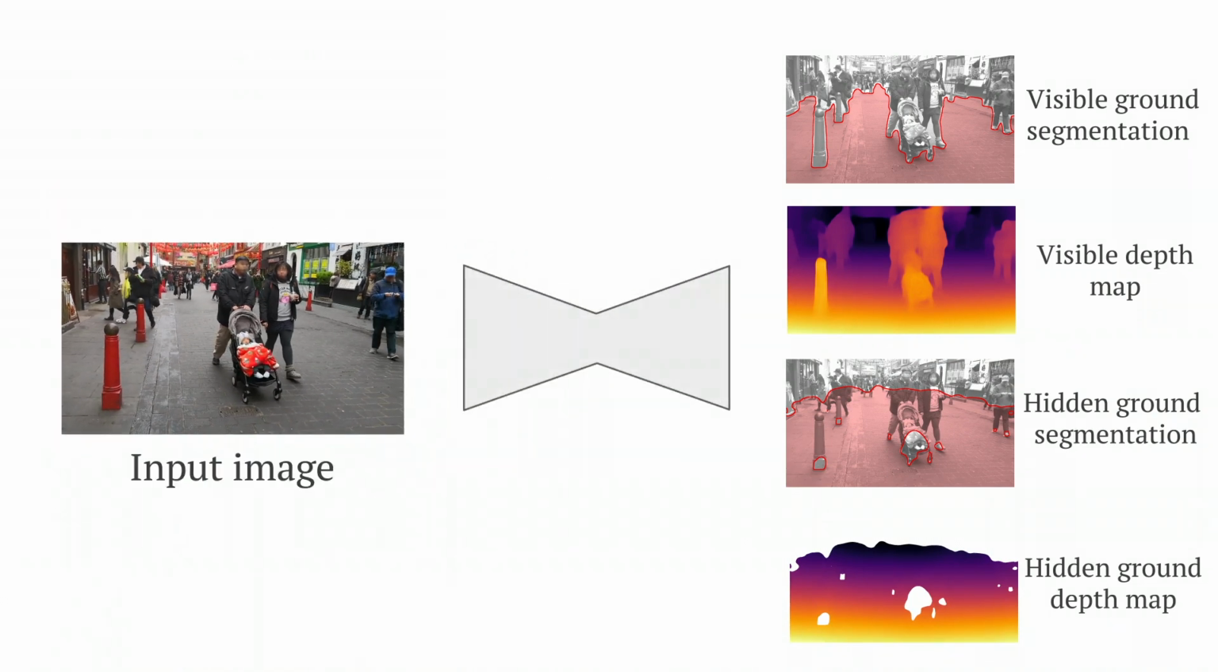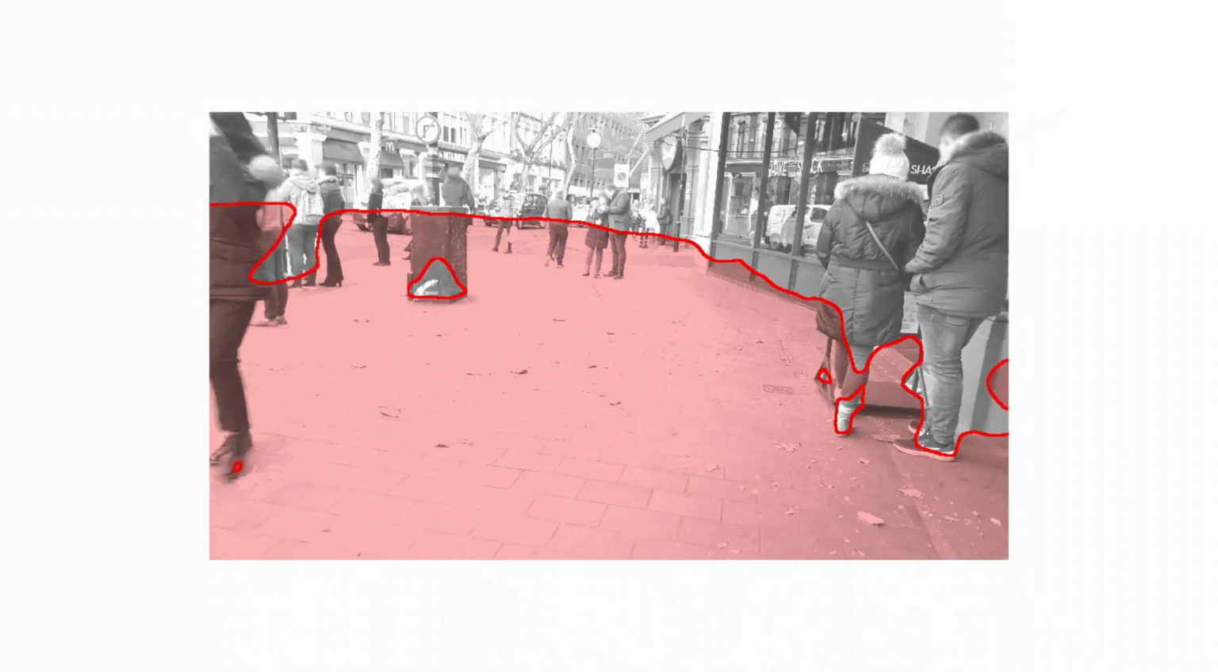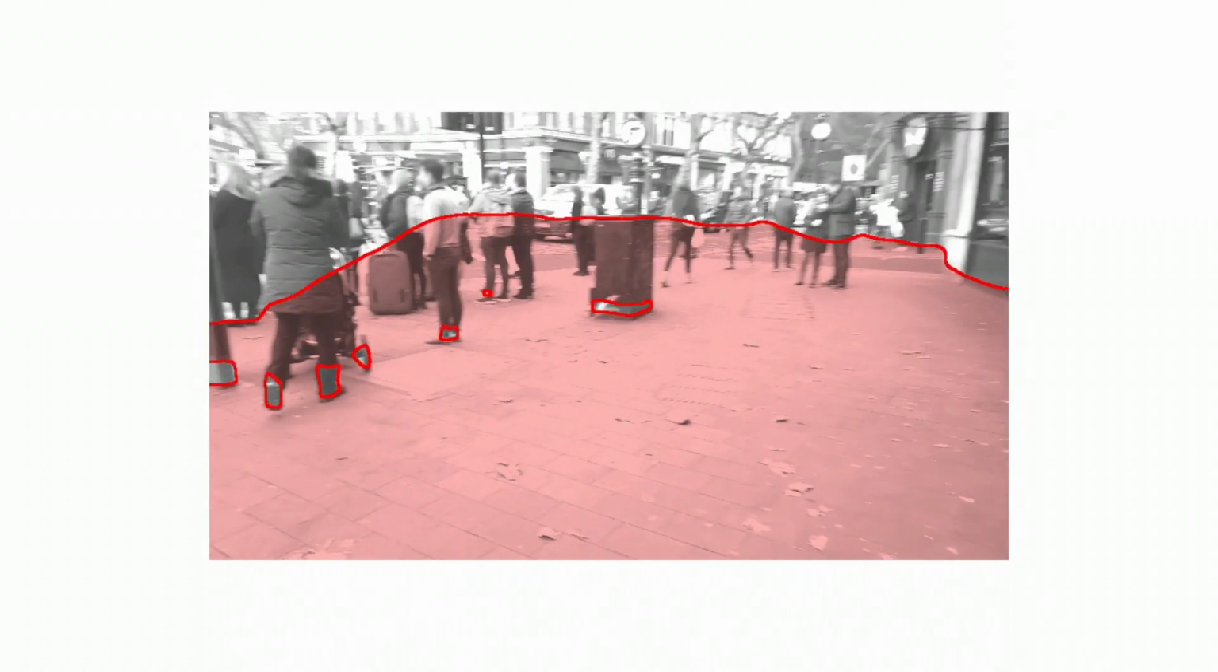Our image-to-image model predicts these four channels from a single colour image as input. Our model can produce plausible estimates of traversable ground, even in cluttered scenes.